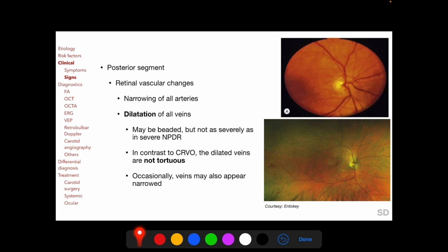OIS eyes typically show narrowing of all arteries and dilatation of all veins, as seen here in these two clinical photographs. The dilated veins may be beaded, but not as severely as that found in severe NPDR. And in contrast to CRVO, the dilated veins are not tortuous, and this is very important to remember. So in these two clinical photographs, we find dilatation of all veins without any tortuosity and narrowing of all arteries.